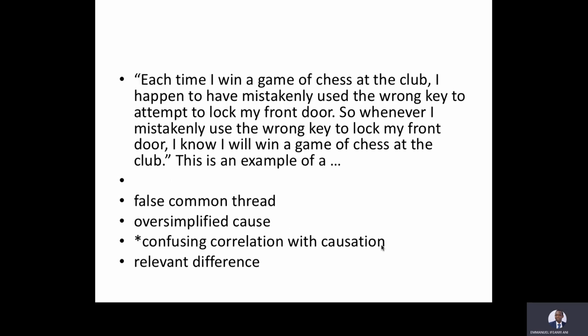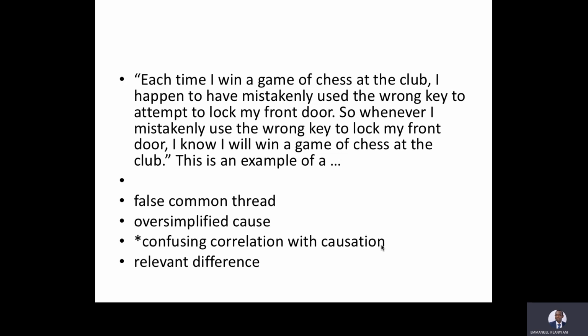Every time I win a game of chess at the club, I happen to have mistakenly used the wrong key to attempt to lock my front door. So whenever I mistakenly use the wrong key to lock my front door, I know I'll win a game of chess at the club. This is an example of what?